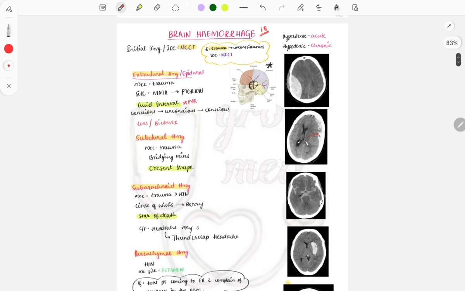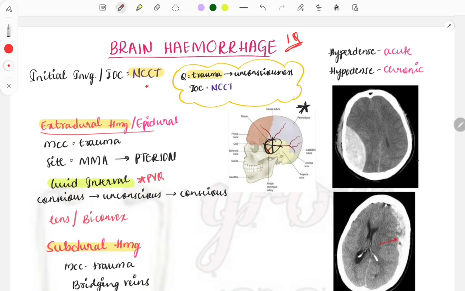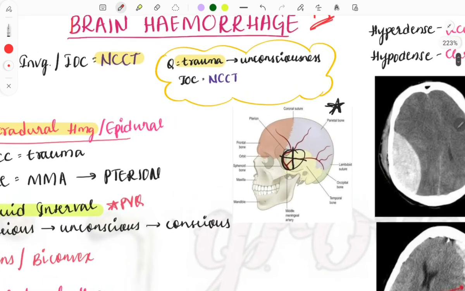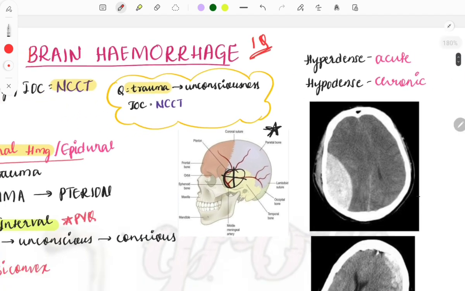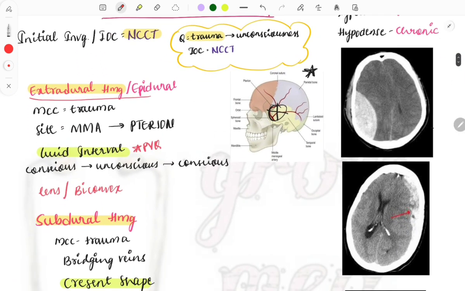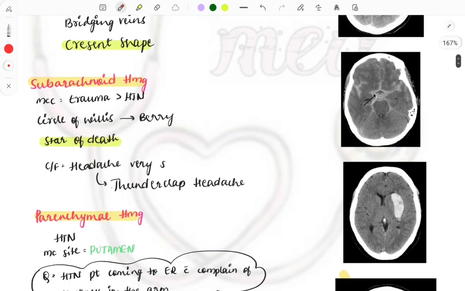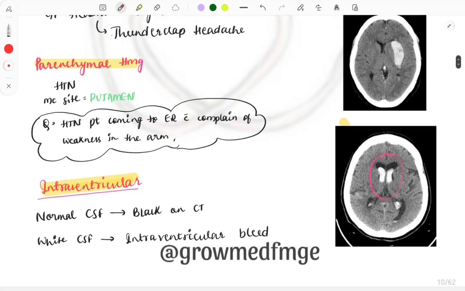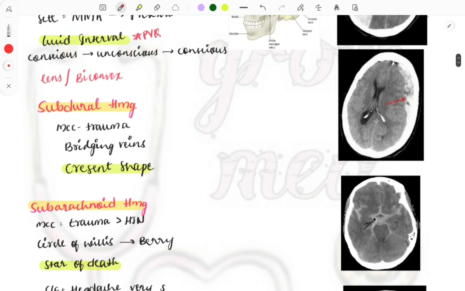So brain hemorrhage is classified into various types based on the pattern seen on the imaging, and one important thing you need to remember is that the initial investigation of choice for hemorrhage will be the NCCT. A question can be asked like a trauma patient, he is unconscious. ठीक है, and the investigation of choice will be NCCT. So these are the images, and the EDH, extradural hemorrhage, then subdural, subarachnoid, then the parenchymal hemorrhage, and then the ventricular hemorrhage. Okay, so these are the various types.